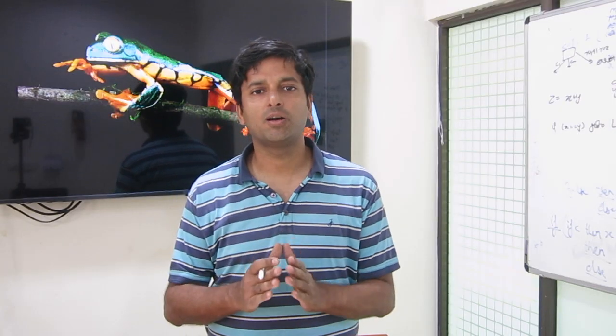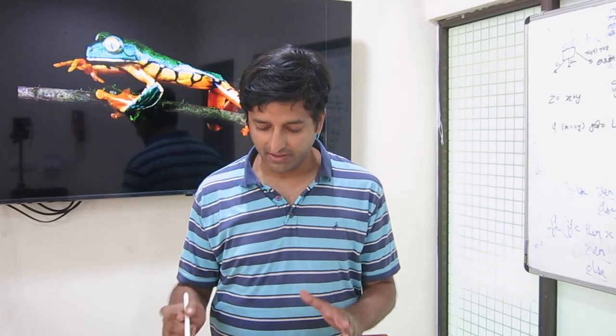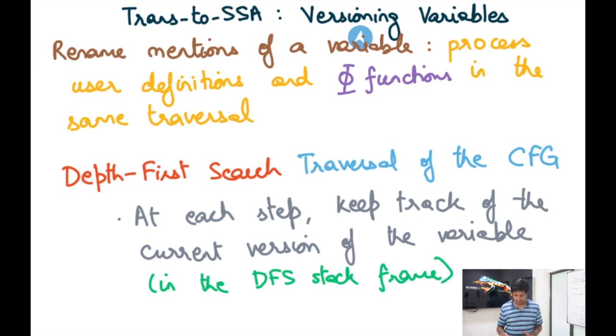So we're going to now talk about the final step of the translation to SSA, which is versioning variables. In this step, we are going to rename the mentions of a variable. We have already added the trivial phi functions, and we are going to now rename the mentions of a variable such that the program now becomes in SSA form, which means that every assignment to a variable version is happening at most once in the static text of the program.